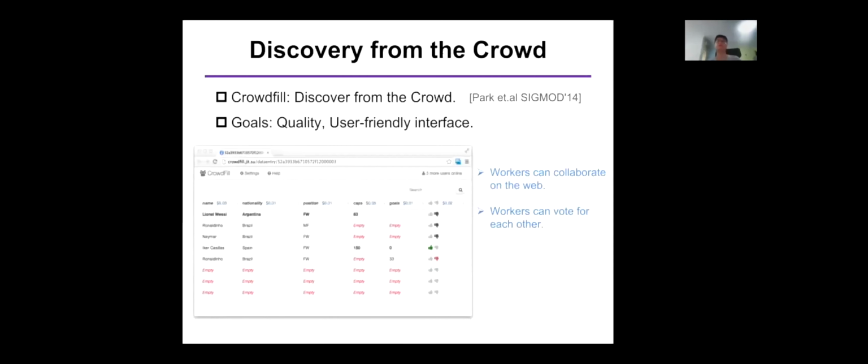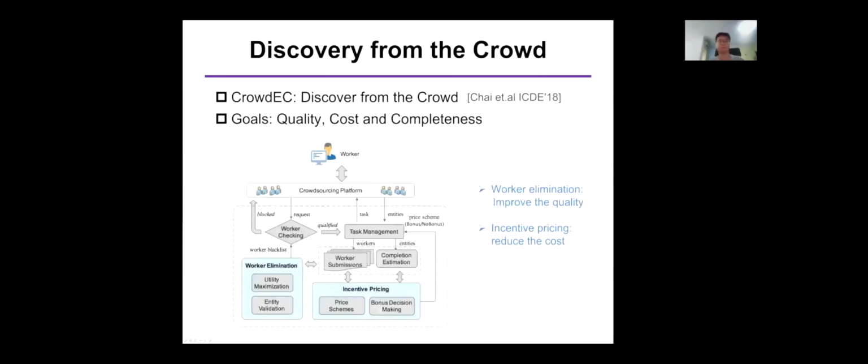Then let's consider how to discover from the crowd. The crowd field aims to discover from the crowdsourcing, which provides a user-friendly interface for workers to collaborate on the web. For example, the worker can retrieve the fresh entities, the whole entity, or the missing cell values. And the workers can also vote for each other.